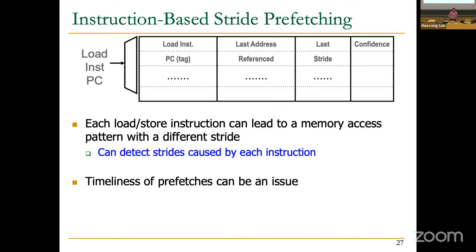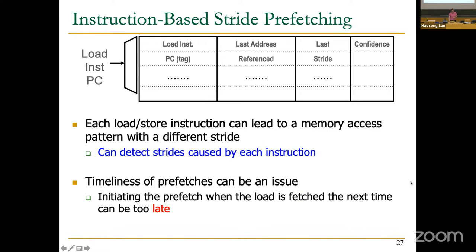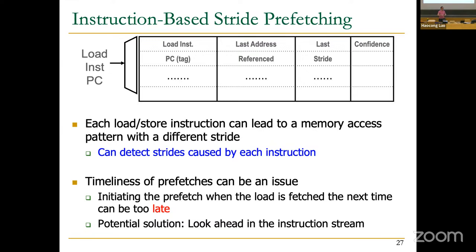But timeliness of prefetches can be an issue here, and in the other one also. For example, if you initiate the prefetch when the load is fetched the next time, it can be too late. So normally you look ahead in the instruction stream, or generate lots of prefetches by adding the stride many times in an iterative manner to the addresses. This is basically the aggressiveness of the prefetcher, like we discussed.